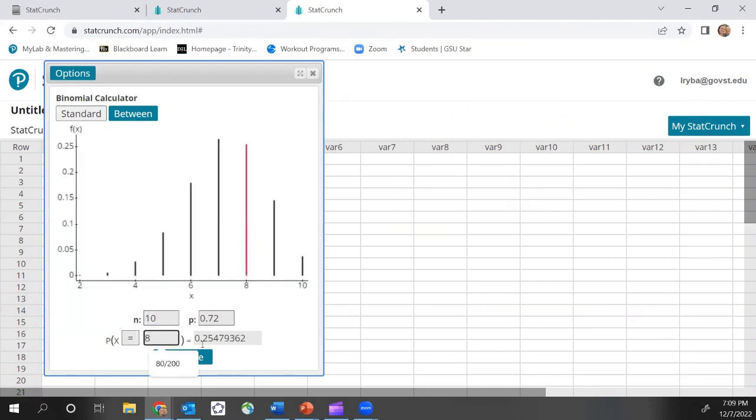Click enter, and you'll see here that the 8 is highlighted in red because that is the one we're using. That is the one we're looking for. So it will always highlight the values that you are accounting for in your probability distribution. Okay, so our answer is going to be spit out over here. So 0.255 roughly.